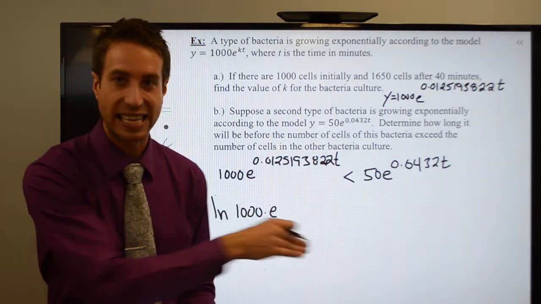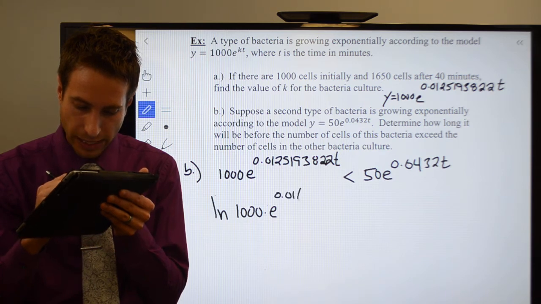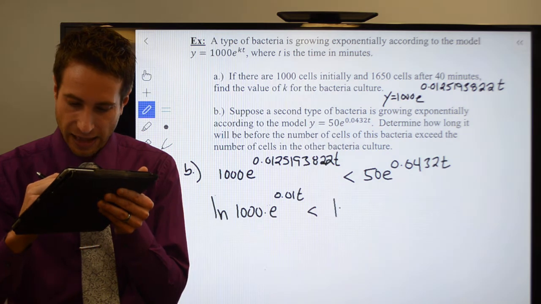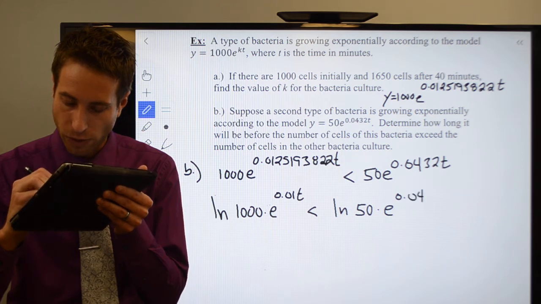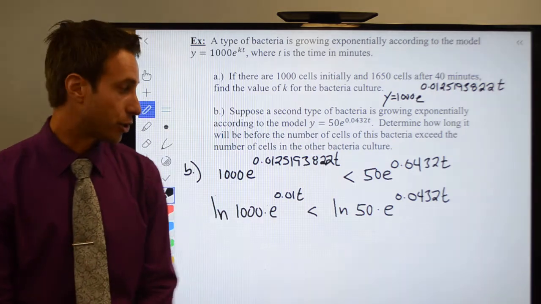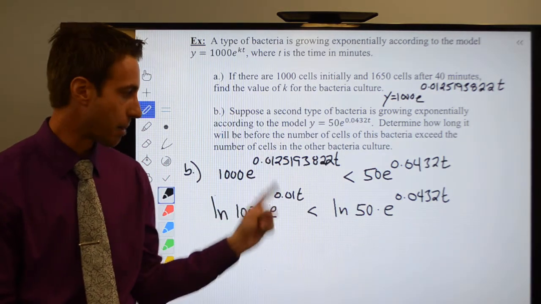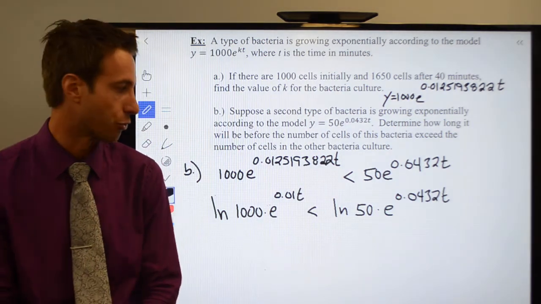I'll come back and take that whole number in just a second. 0.01, it'll just help me save a little bit of time, is less than the ln of 50 times e to the 0.0432t. Okay, step number 2. Since I've taken the ln, don't lose this number, I'll come back and add all those decimal points. I just don't want to write them out every time. It'll take forever to go through this problem.